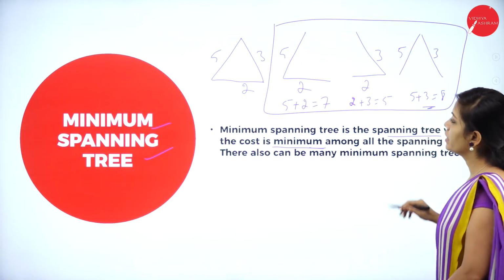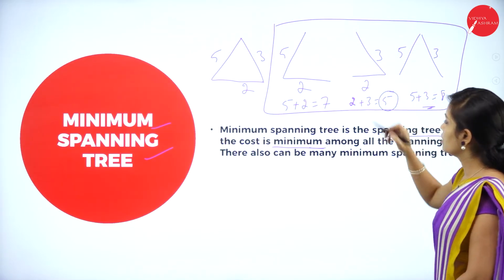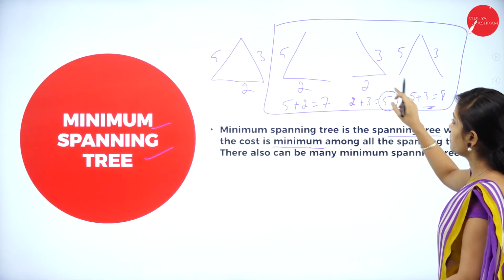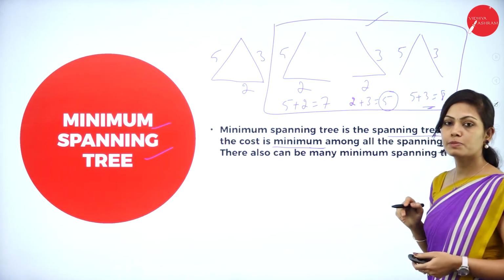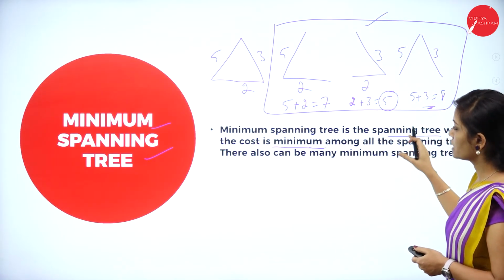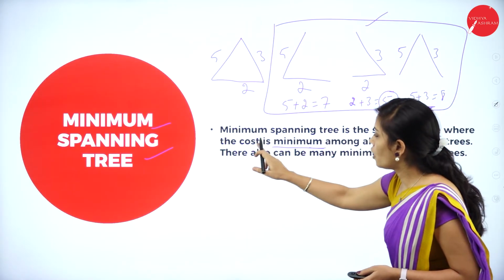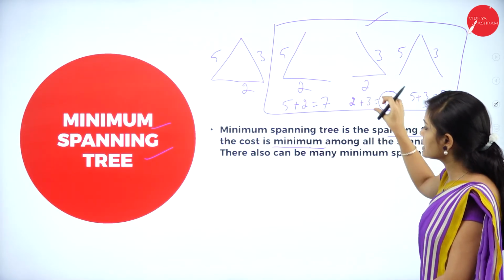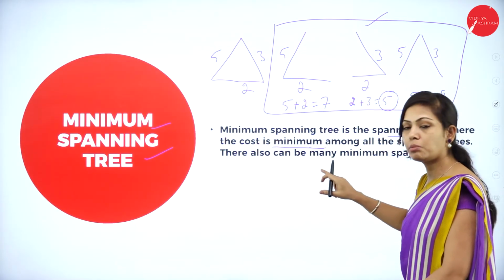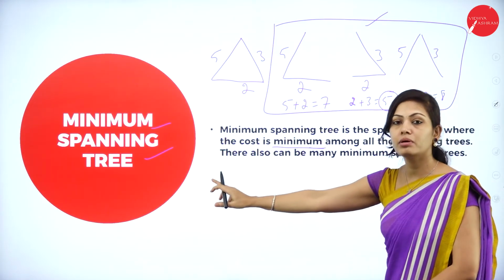So now, which is the least value here? The least value is 5. Now, this is a minimum spanning tree. So what is the definition? A minimum spanning tree is a spanning tree where the cost is minimum. Among these 3 costs, we have to choose the least cost, because the cost is minimum among all the spanning trees. That is called a minimum spanning tree.